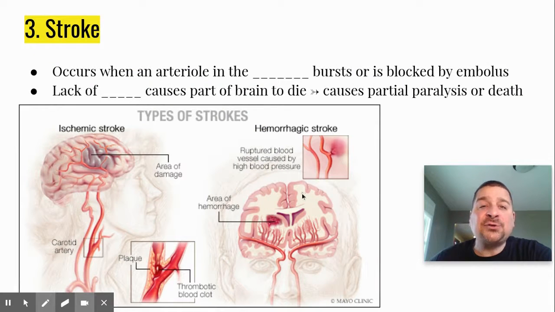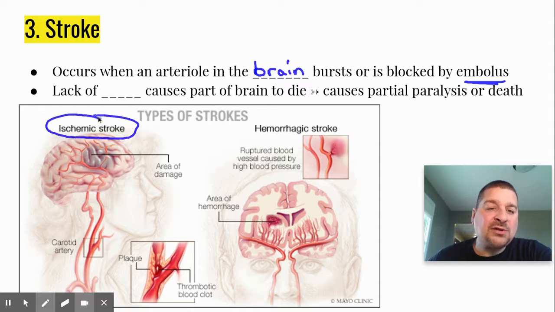Number 3 is stroke. Stroke occurs when an arteriole in the brain bursts or is blocked by an embolus. That's what we just talked about. Now you can see the two different types here. The ischemic stroke over here is caused by the embolus. Remember we talked about a clot.